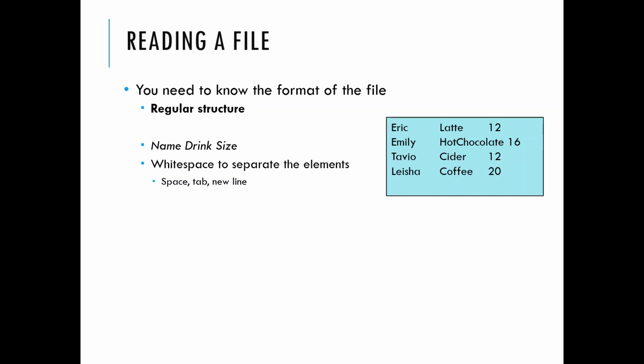And if I'm trying to read enough from a file, oftentimes I'll have regular structures, like I just showed you with the CSV file. So it might be something like this: Eric Latte 12, Emily Hot Chocolate 16, whatever the case is. Now, it could be spaces, tabs, new lines, or commas. I like to point out that hot chocolate, despite the fact it should be 2 words, had to be put together. Why? Because the English language uses the space all the time. It is a terrible delimiter in a text file.